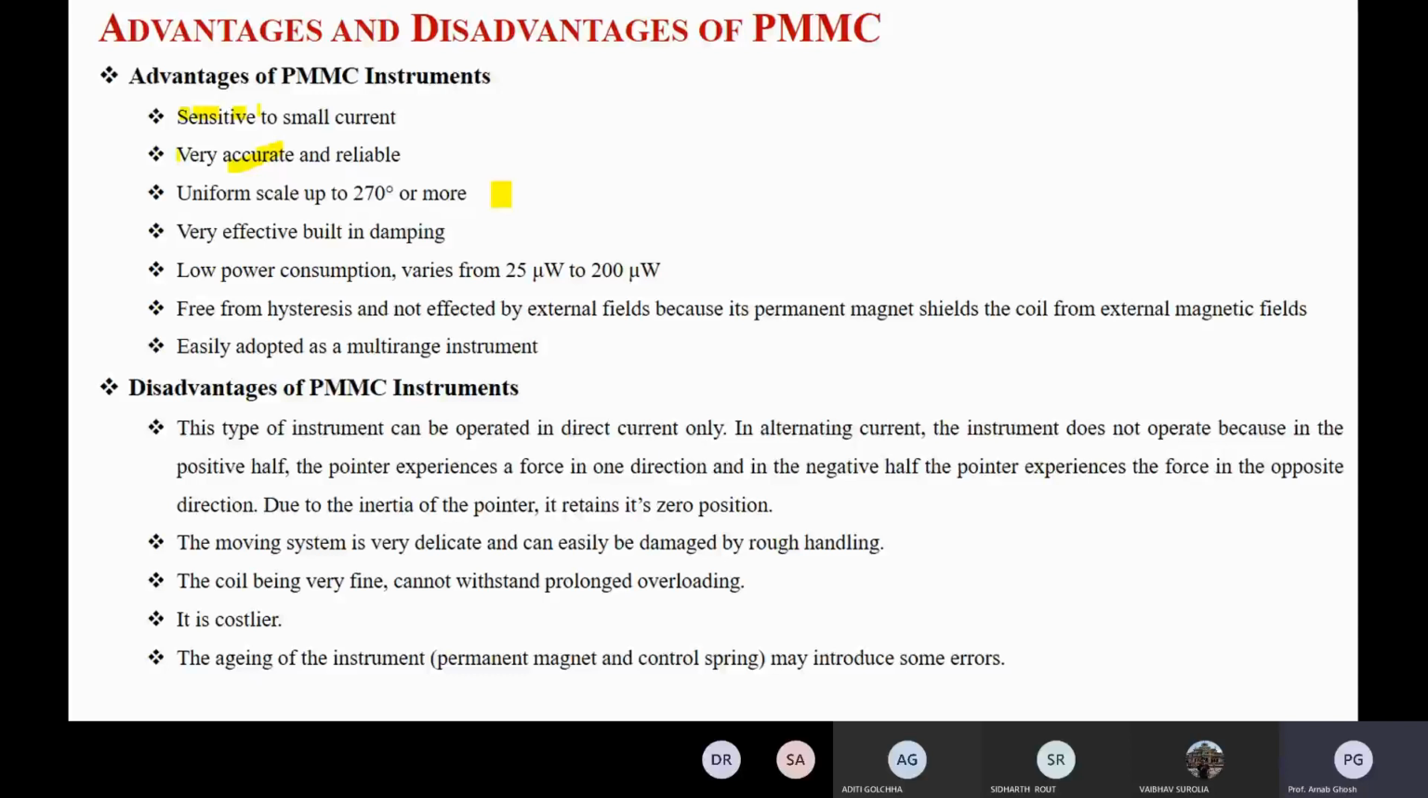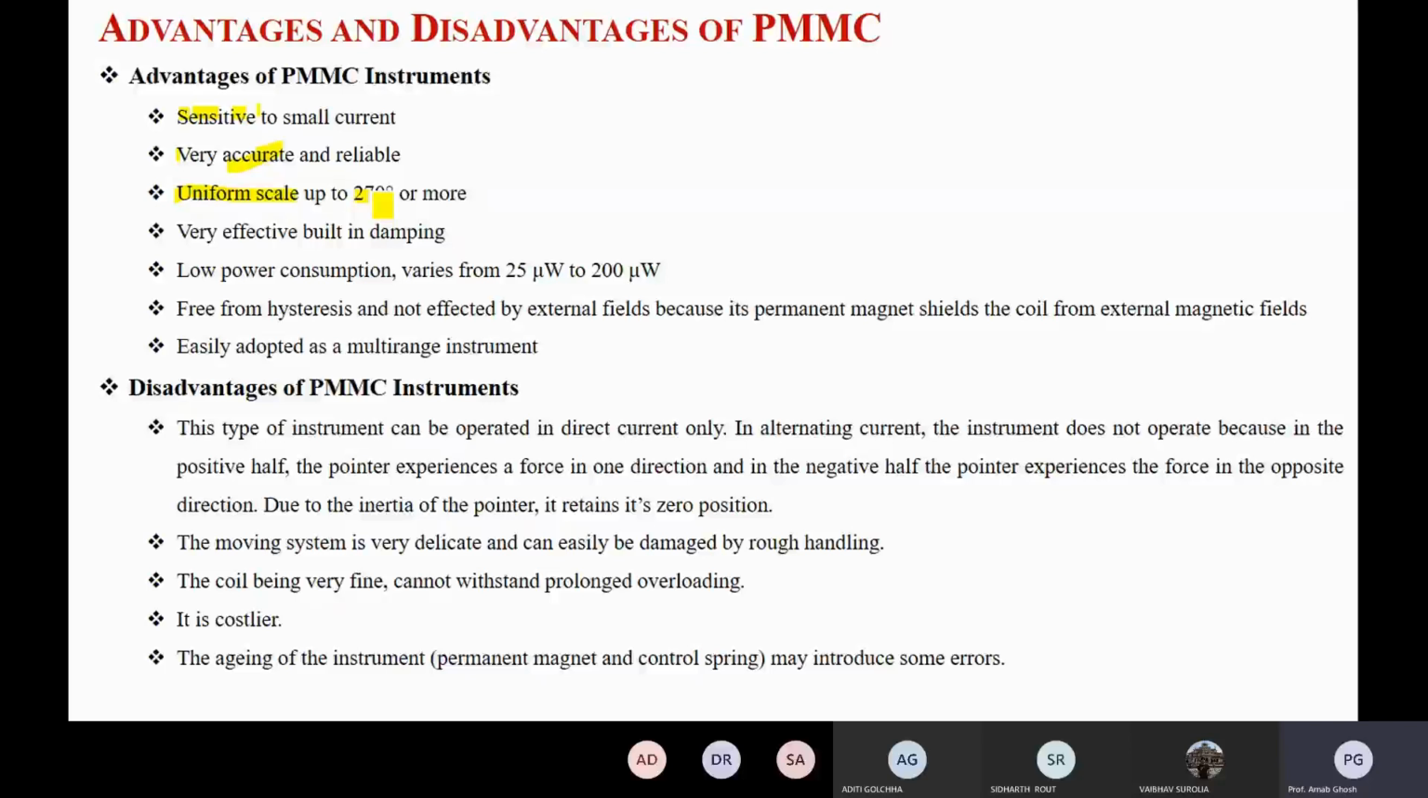Another most important feature is the uniform scale, up to 270 degrees or more. 270 degrees means the deflection: how much deflection you can get for that measurement. 270 means 3 into 90. Approximately 270 degrees maximum, or sometimes near 360 degrees of deflection you can also measure. It depends upon the accuracy of your instrument and the movement of the pointer. And the most important thing is the uniform scale divisions.